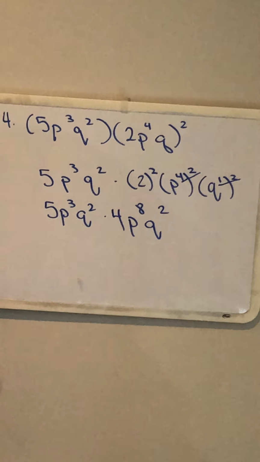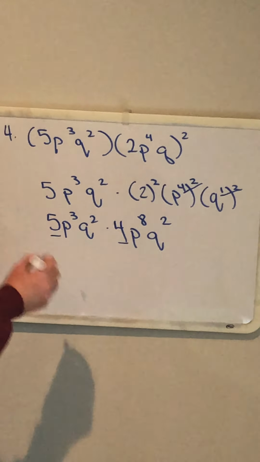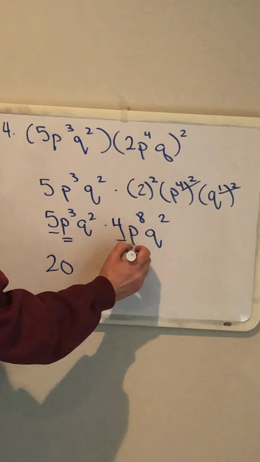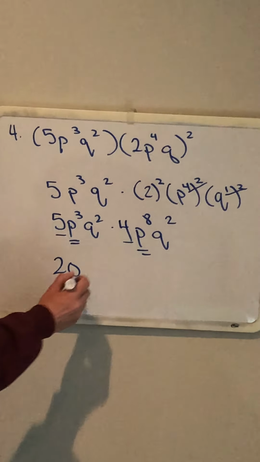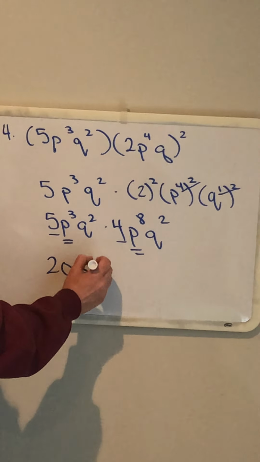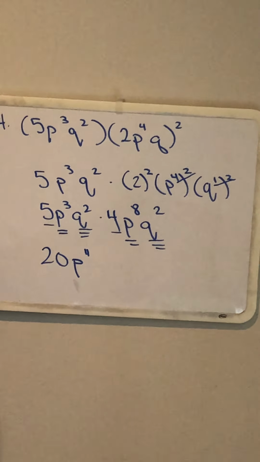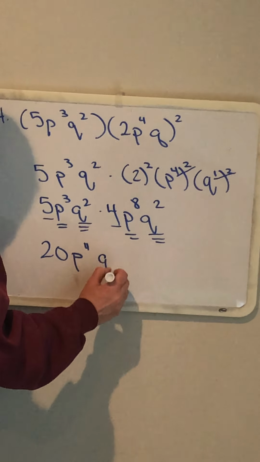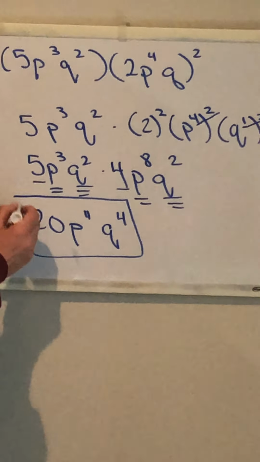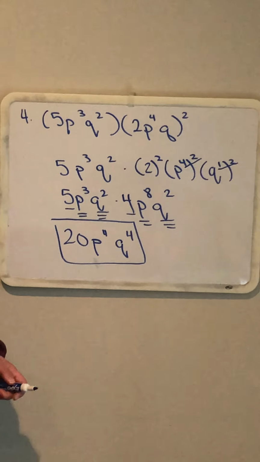Now when you take a look at this question, it's just a regular multiplication problem. So the coefficients, the 5 and the 4, they just multiply like normal and make 20. For the p's, you add the exponents. So you have p to the 3 plus 8, which makes 11. And then for the q's, you add their exponents, 2 plus 2, and you have q to the fourth. So the answer to 4 is 20p to the 11th, q to the fourth. And now for number 6.